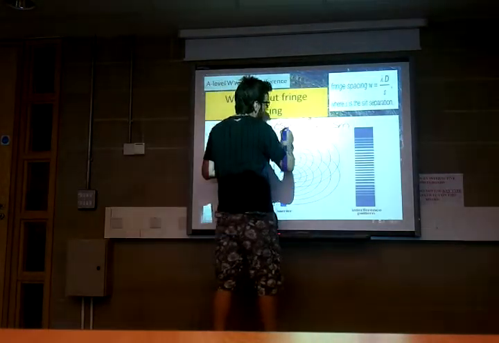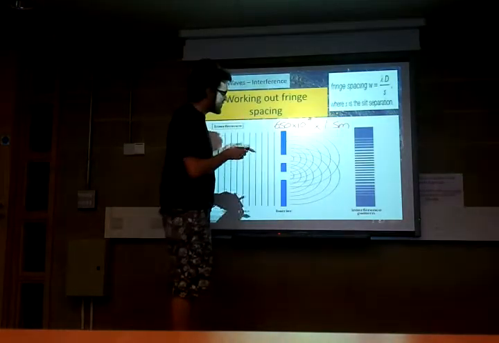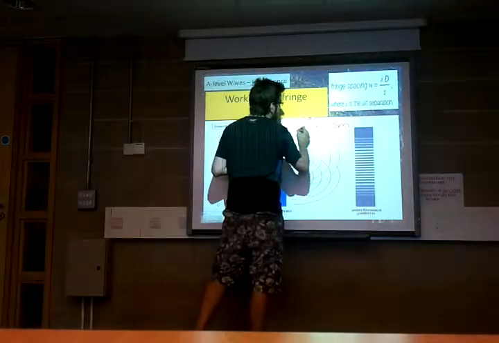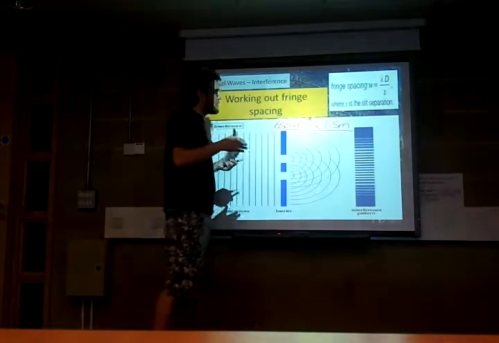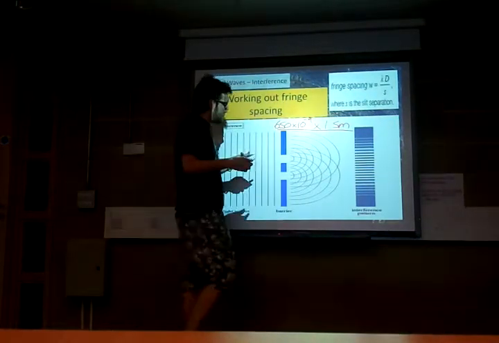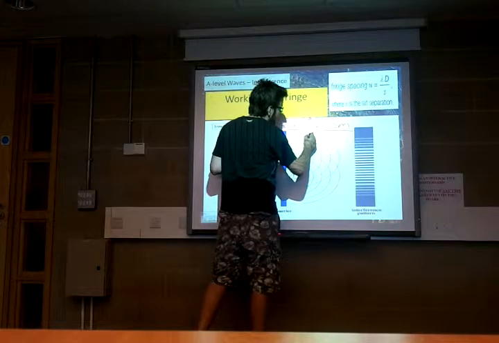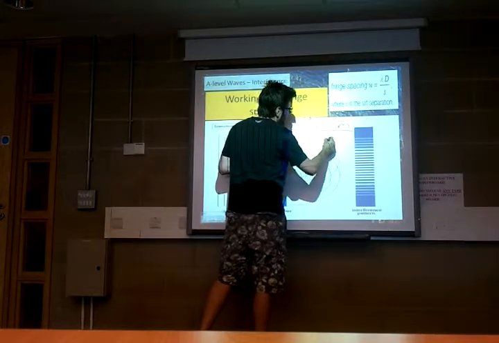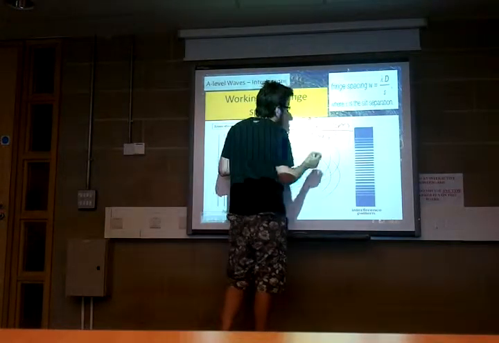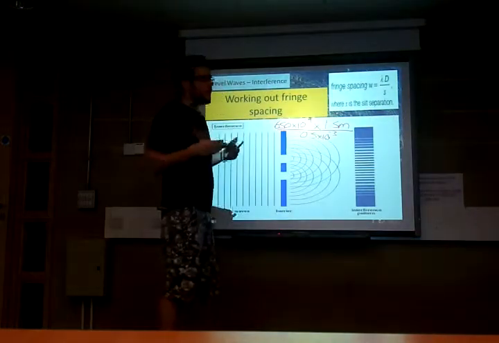So we then need to work out the slit separation. As I said, the slit separation needs to be really quite small. So I'm going to make the slit separation 0.5 millimeter, which is 0.5 times 10 to the minus 3. Hoping that everyone knows their standard form by now, they've got that in maths.